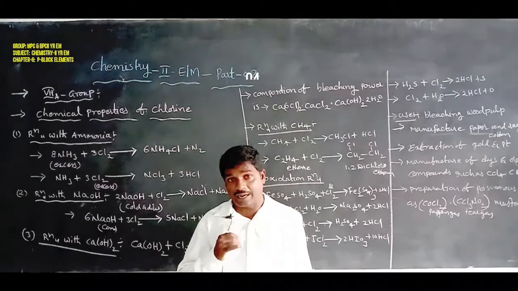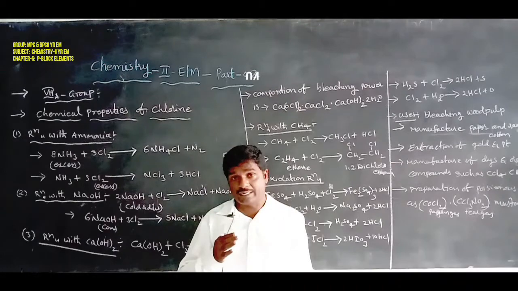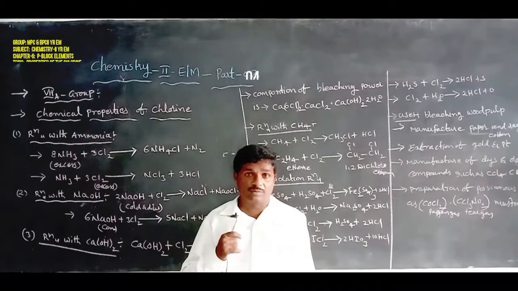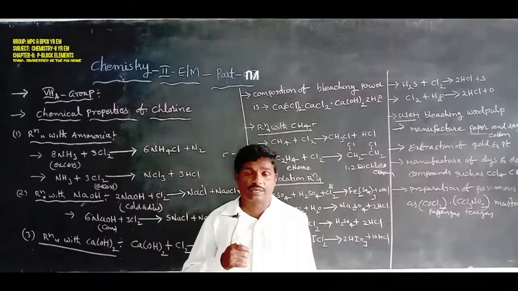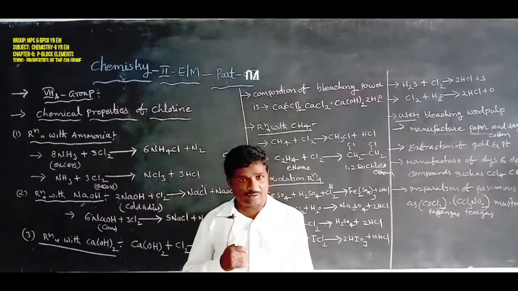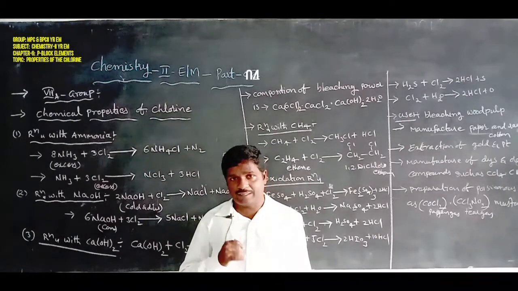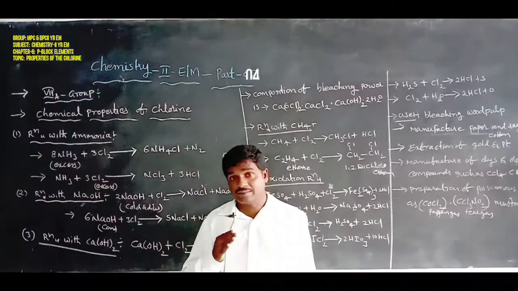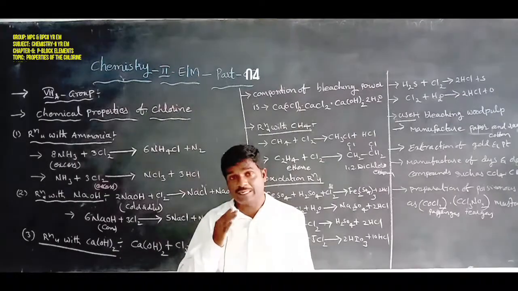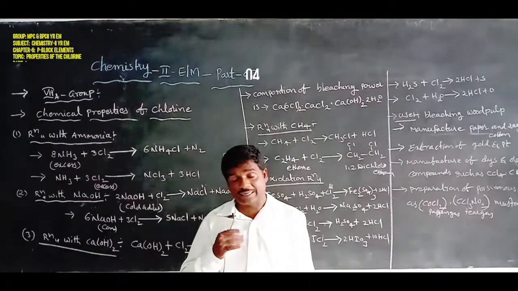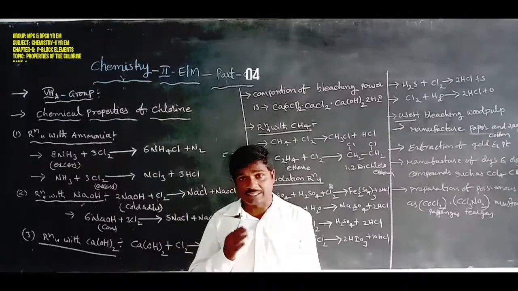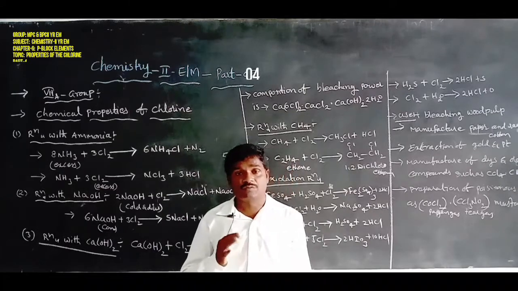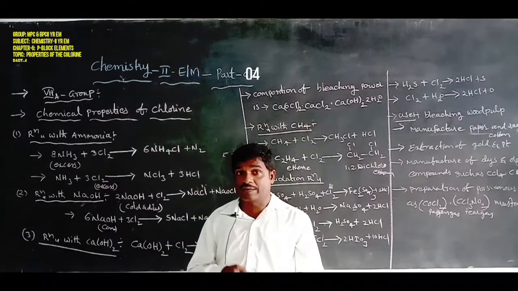Chlorine reacts with metals and non-metals to form metal chlorides and non-metal chlorides. For example, aluminum combines with chlorine to form aluminum trichloride. Phosphorus combines with chlorine to form phosphorus trichloride. Iron, a metal, combines with chlorine to form iron trichloride. Sulfur (S8), a non-metal, combines with chlorine to form sulfur chloride.